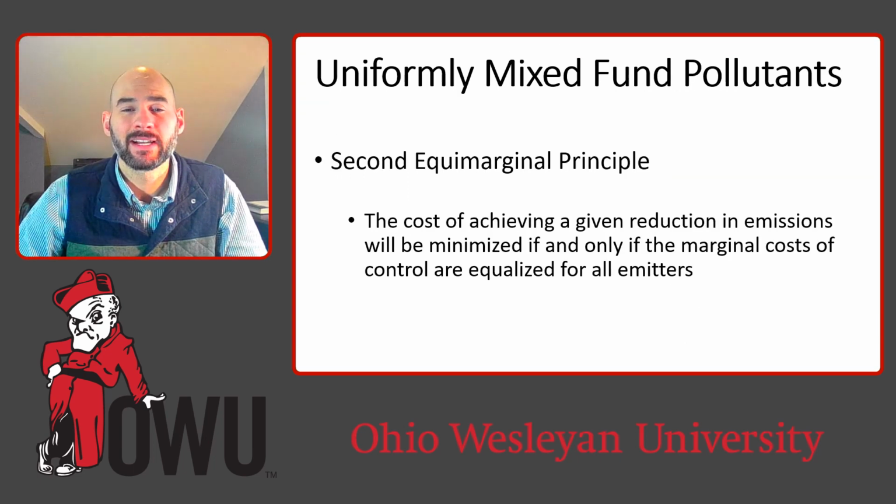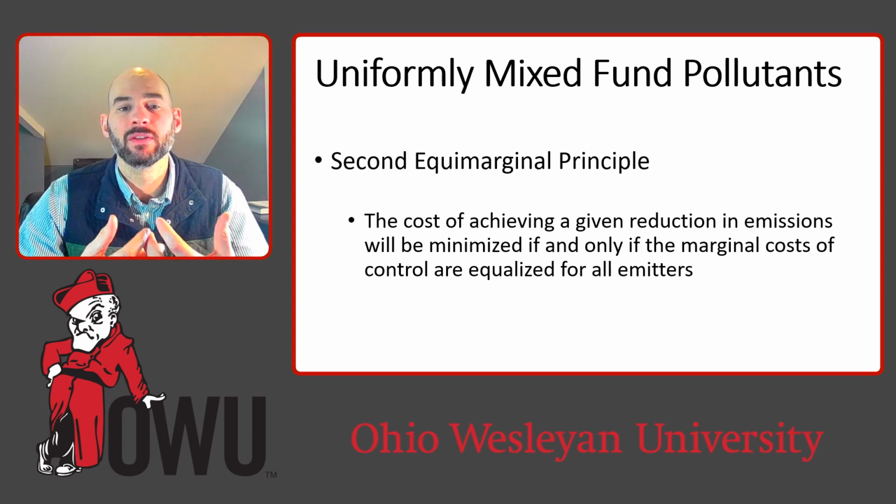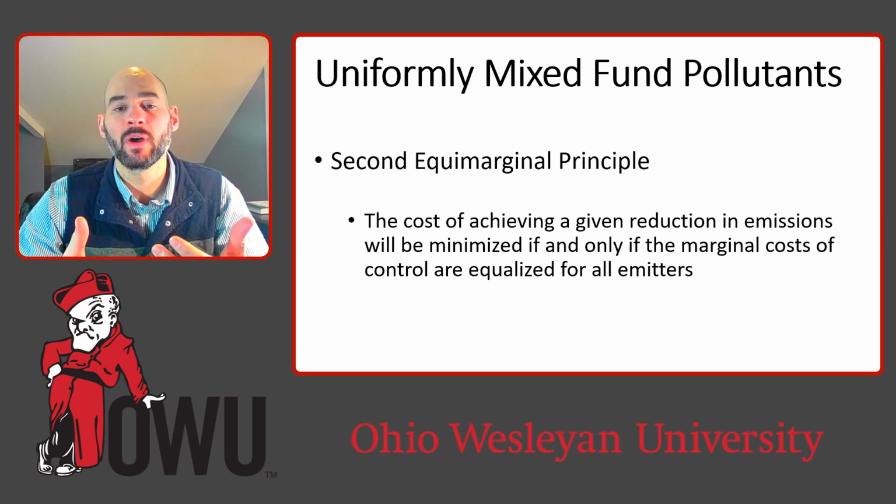So by now we've seen a couple examples about how we can have the most efficient solution when we make decisions on the margin. We set the marginal benefit equal to the marginal cost, and really that was the first equimarginal principle that we considered in this class.